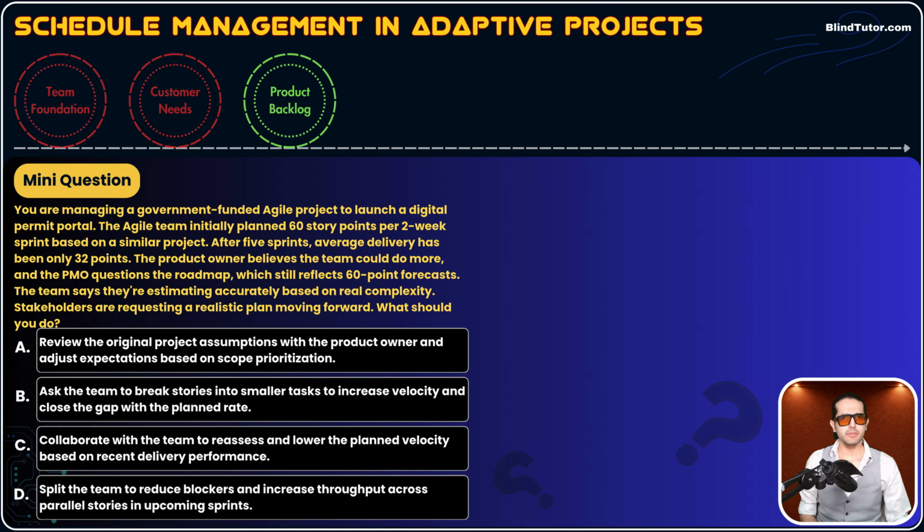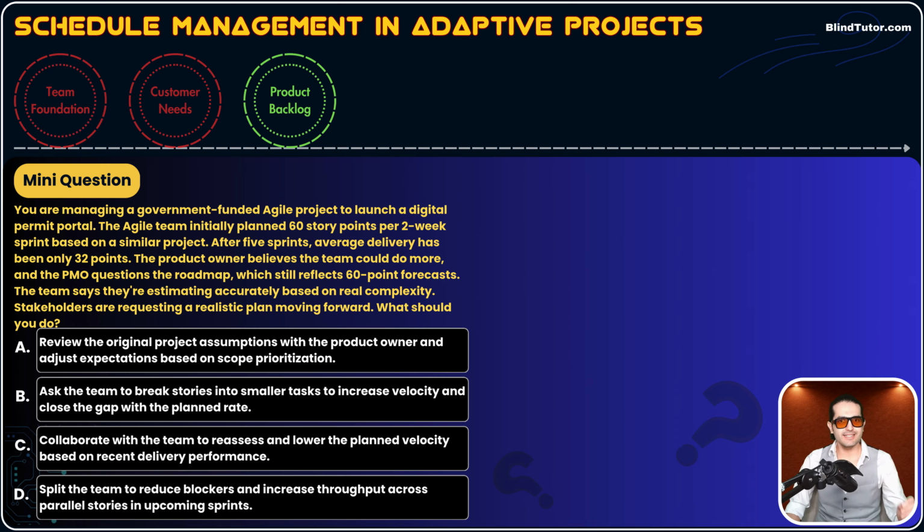You are managing a government-funded Agile project to launch a digital permit portal. The Agile team initially planned 60 story points per 2-week sprint based on a similar project. After 5 sprints, average delivery has been only 32 points. The product owner believes the team could do more, and the PMO, Project Management Office, questions the roadmap, which still reflects the 60-point forecast. The team says they are estimating accurately based on real complexity. Stakeholders are requesting a realistic plan moving forward.